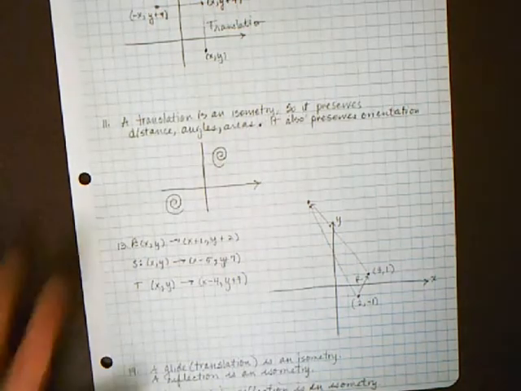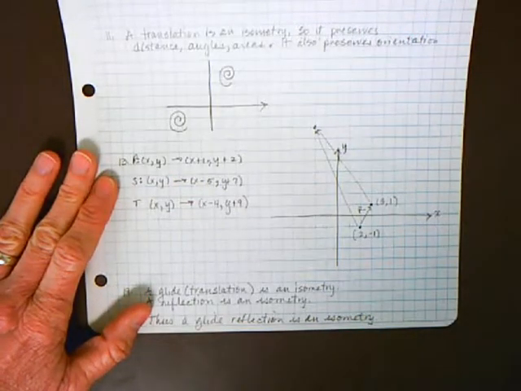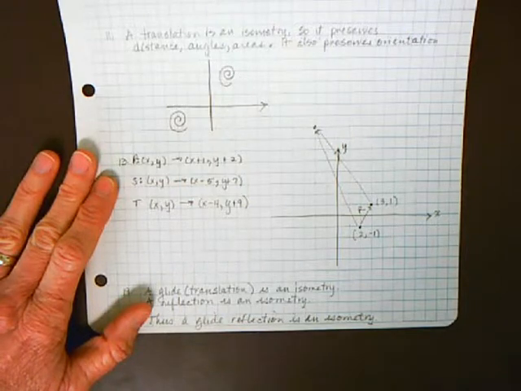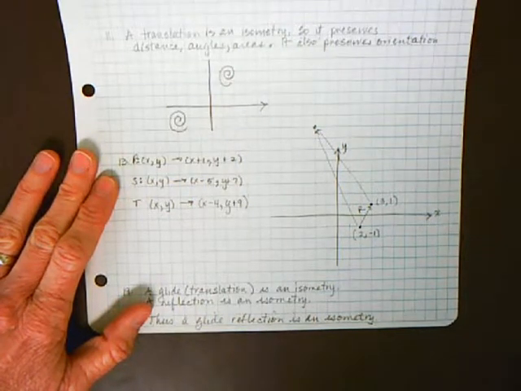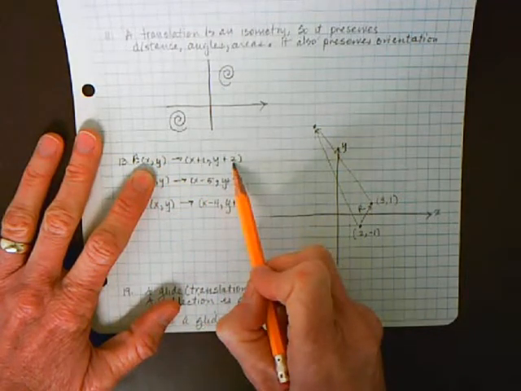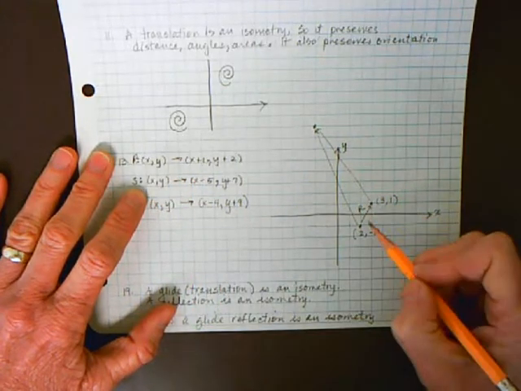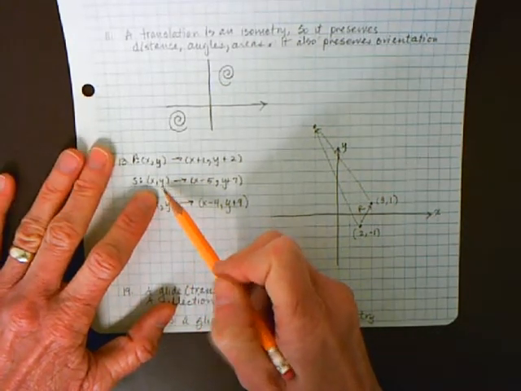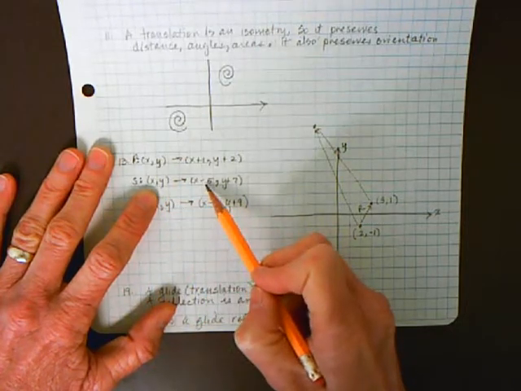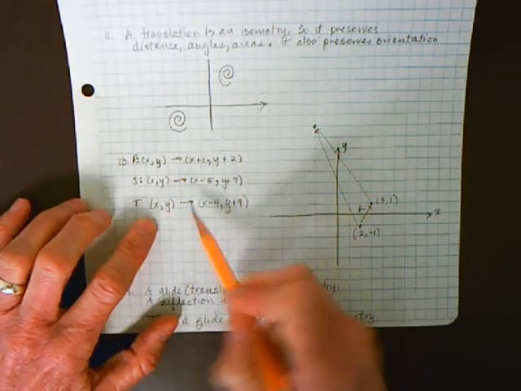Okay, 13 is kind of a fun little problem. They describe two translations. R maps point P to P prime, and what R does is it takes a point x, y, adds 1 to x, and adds 2 to y. Then you take that point and apply a second translation, and what S does is it takes 5 away from x and adds 7 to y. And we want to know in the final analysis what happens to your original point.